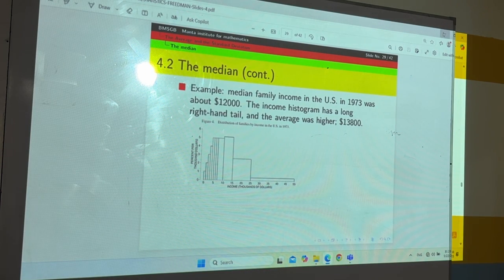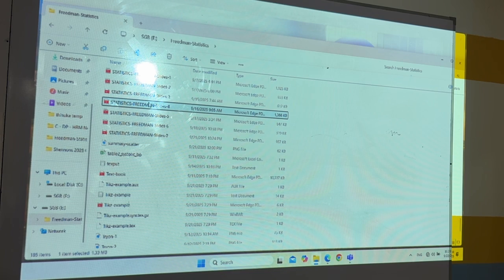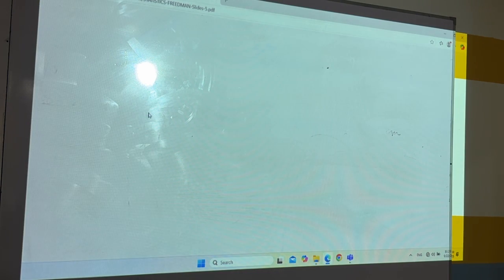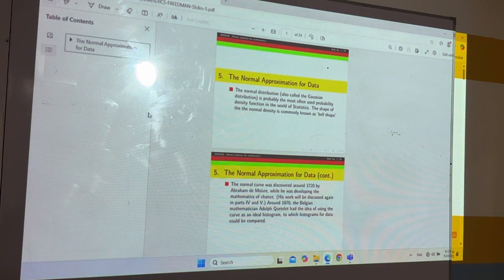Any question from this section? Why can't you use absolute values?